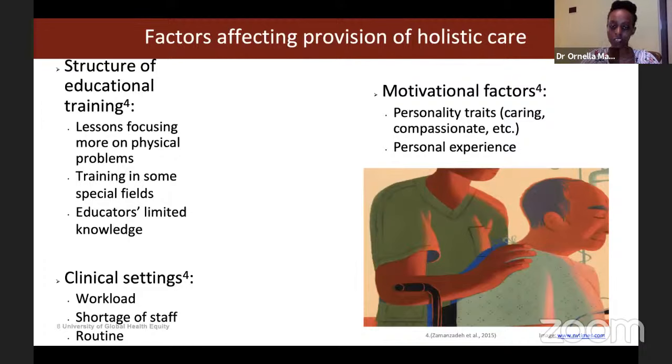And personal experience: if we have someone among our closest relatives who underwent amputation, I'll be more at ease, I will understand what that person is going through. And this can help me provide comprehensive care, focusing mostly on the patient. Next slide.